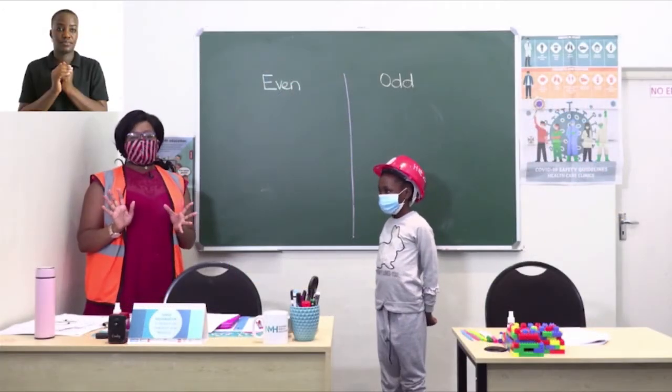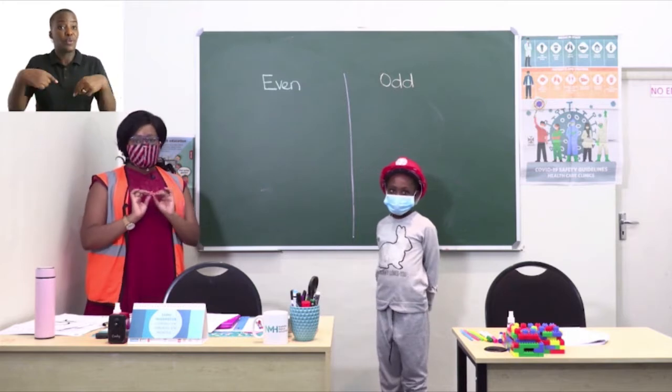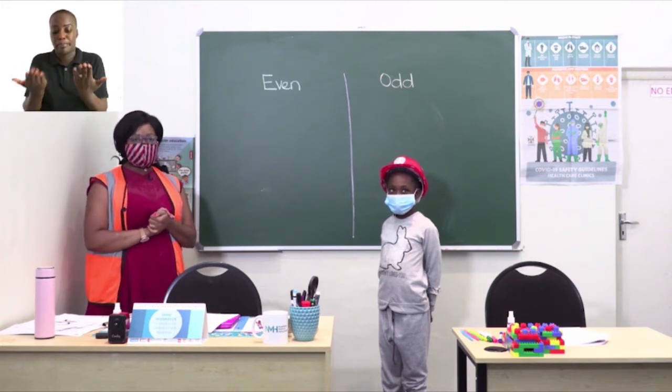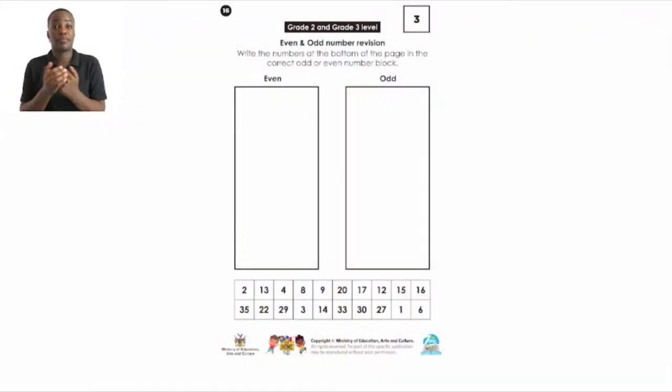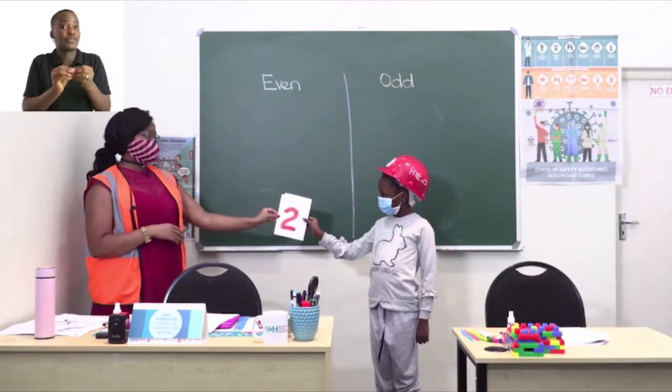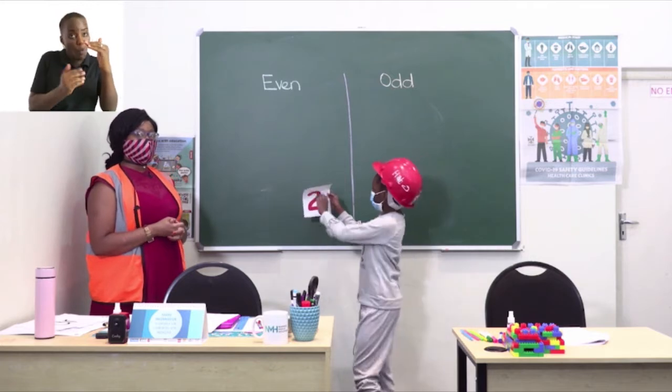For our next exercise, we are going to divide the numbers with odd and even. Please turn to page 16. On page 16, you can see that there are numbers below. We have 2, 13, and we have right up until the number 6. You are going to take these numbers and divide them, whether they are odd number box or even number box. Our friend here is going to do that for us. The first number she's going to try is 2. Is that an odd number or an even number?